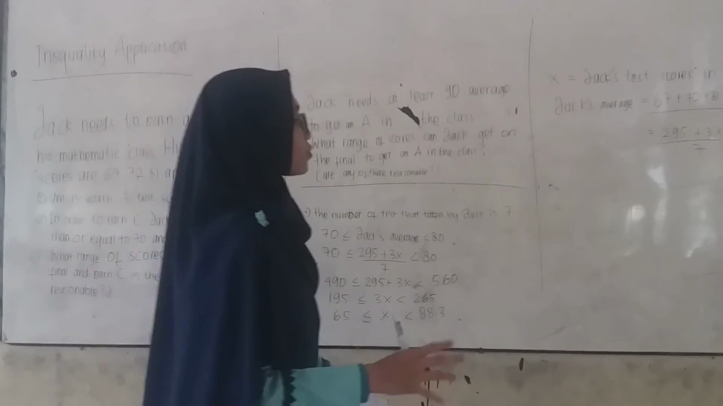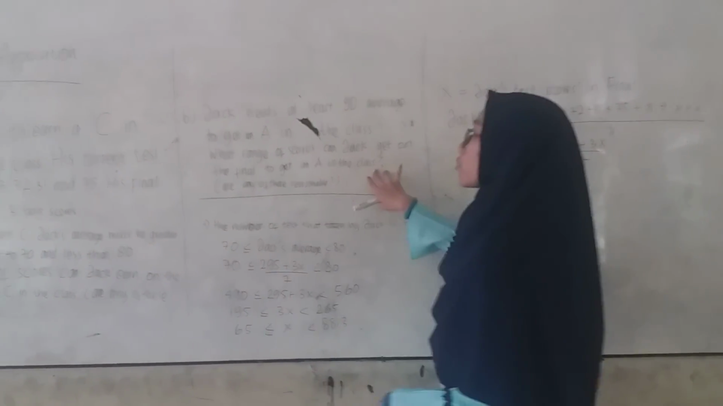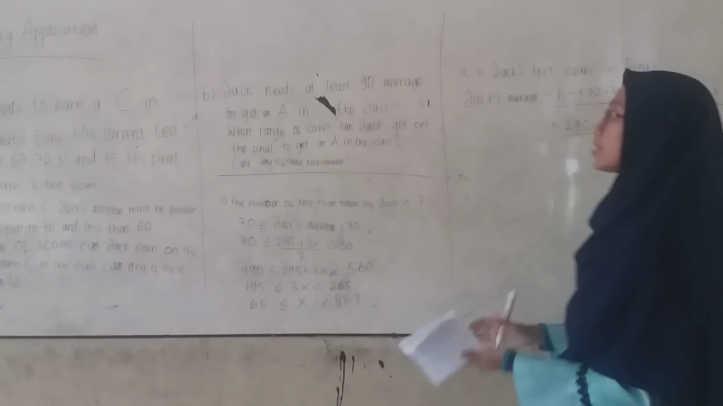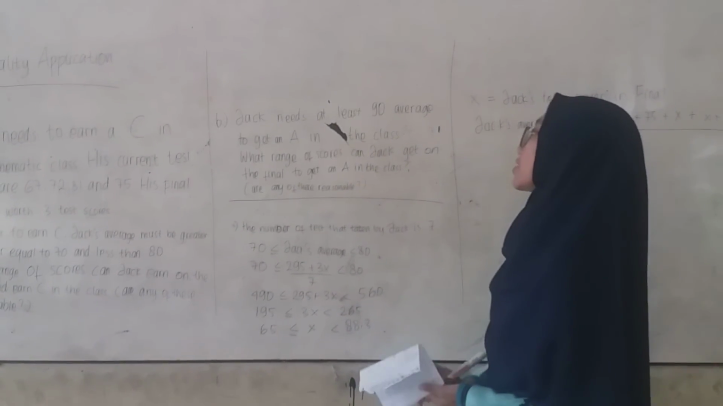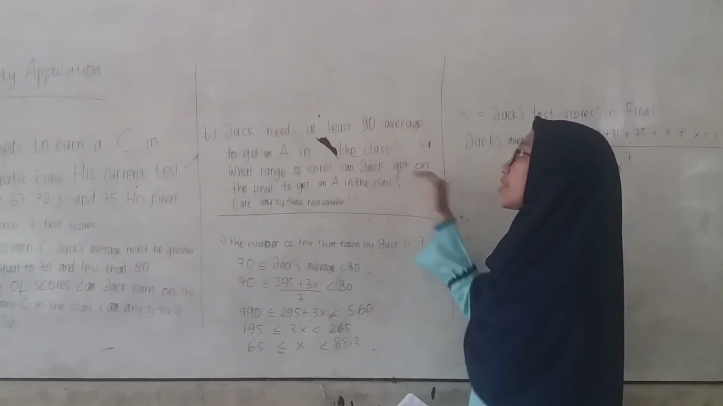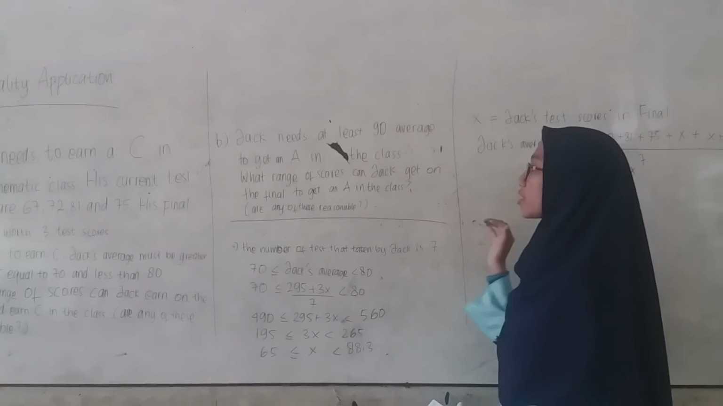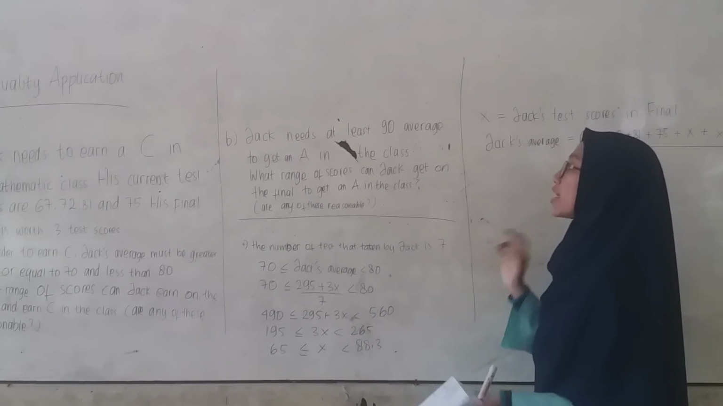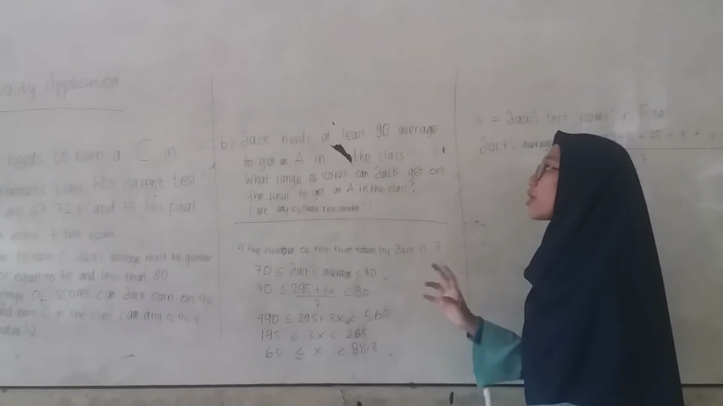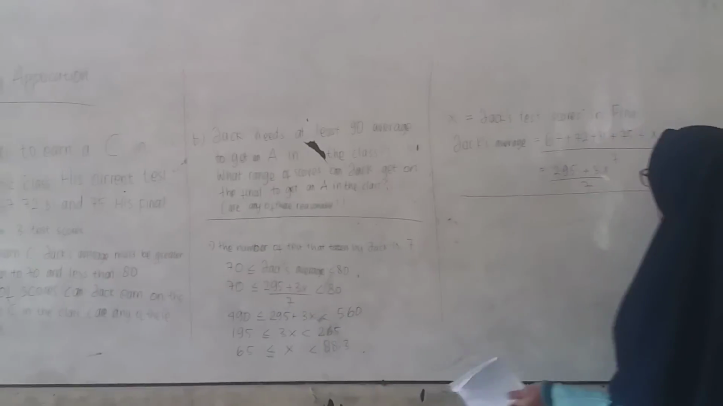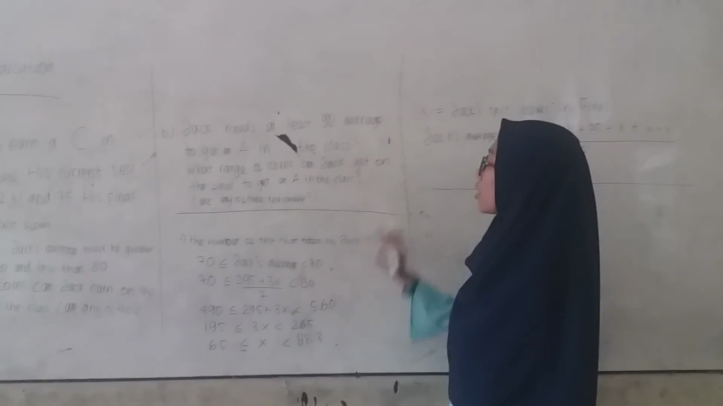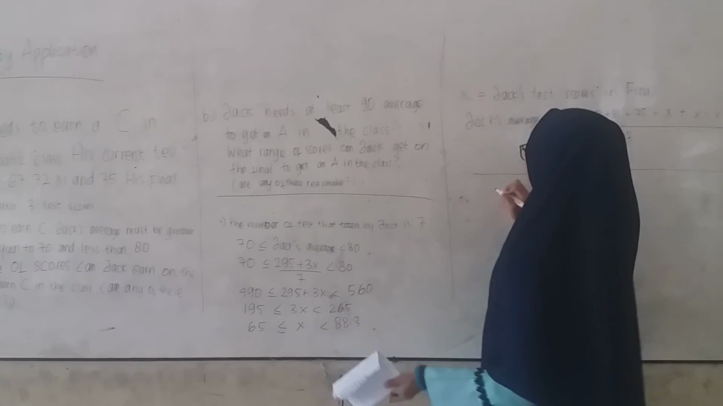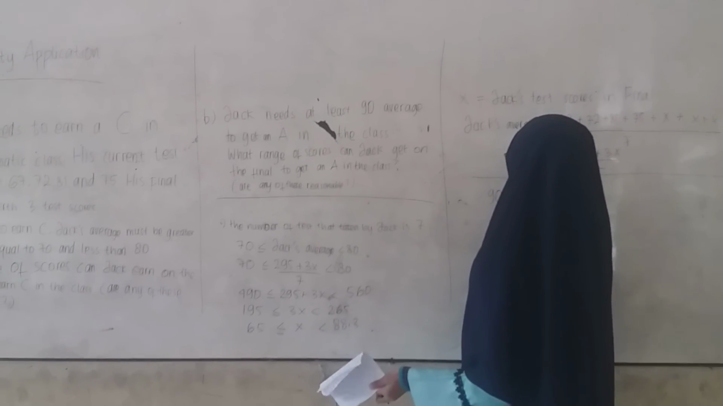And then we move to the next question, the second question. In the second question, Jack needs at least a 90 average to get an A in the class. What range of scores can Jack get on the final to get an A in the class? Are any of these reasonable? We can write this statement like this.